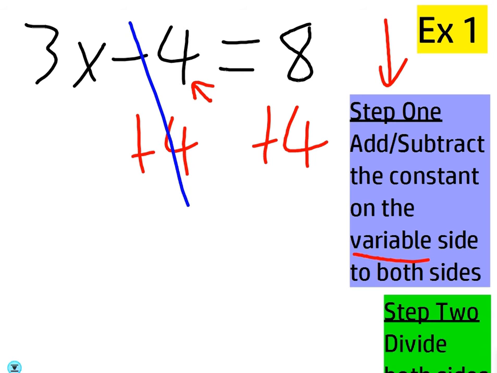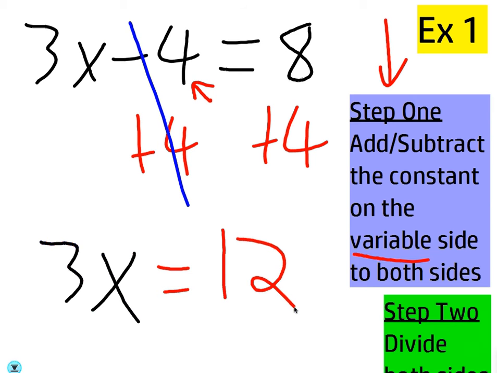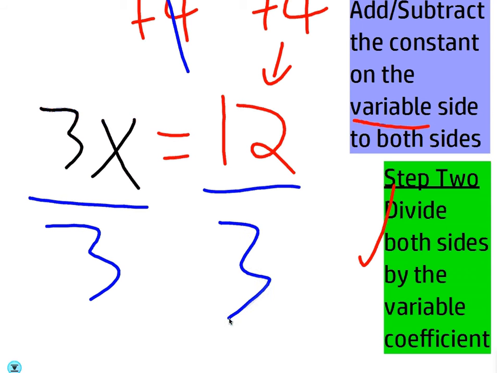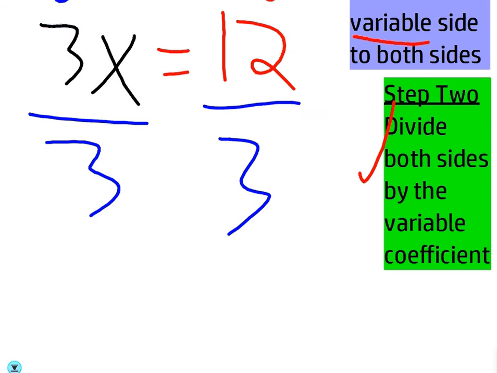And then you're left with 3x equals 12. 8 plus 4 equals 12. Next step is to divide both sides by the variable coefficient, which is 3. 3 is the coefficient of x. 12 over 3 equals 4.